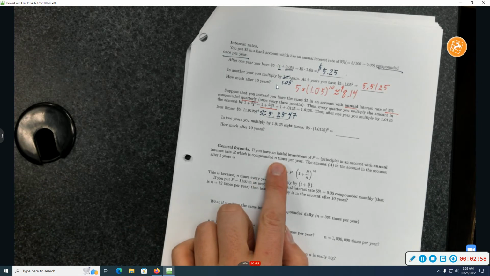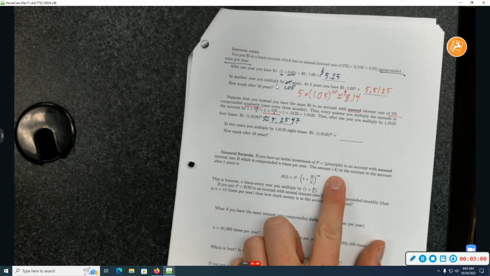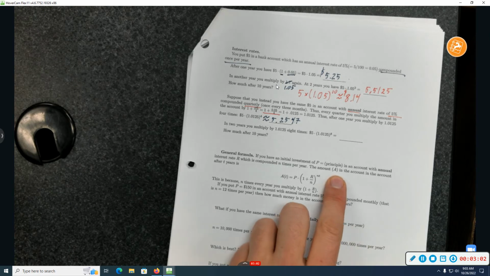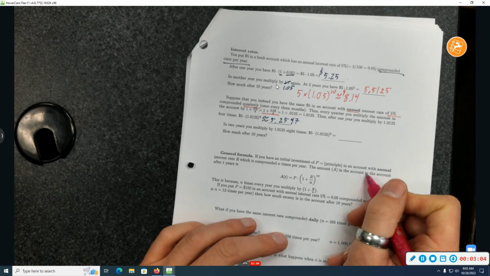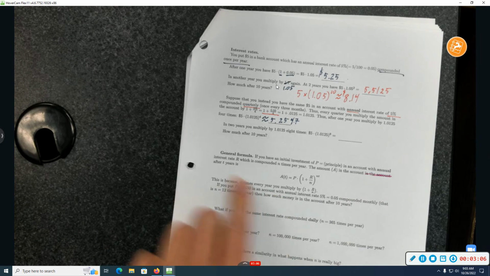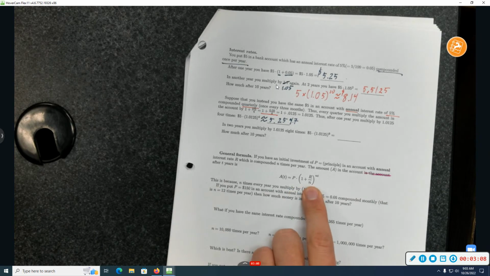Which is compounded n times per year, then the amount in this account after t years is given by, well, you act like you had an interest rate of r divided by n, because you want to apply it n times. Start with the initial investment and then multiply it by 1 plus what that interest rate would be, but do it n times t times. Fair enough?